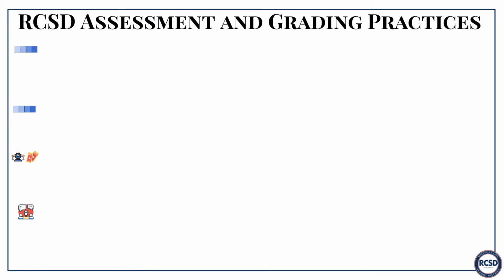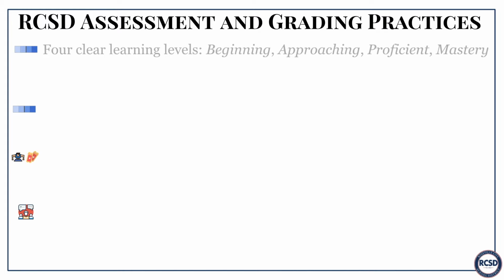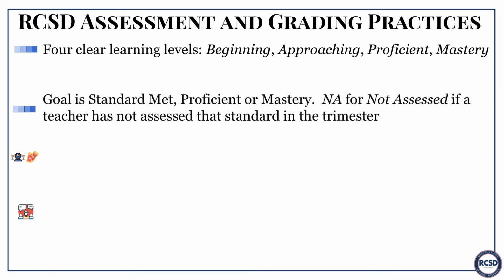Here's an overview of the RCSD assessment and grading practices. 4 clear learning levels: beginning, approaching, proficient, and mastery. The goal is standard met, proficient, or mastery. NA will be used for not assessed if a teacher has not assessed that standard in the trimester.